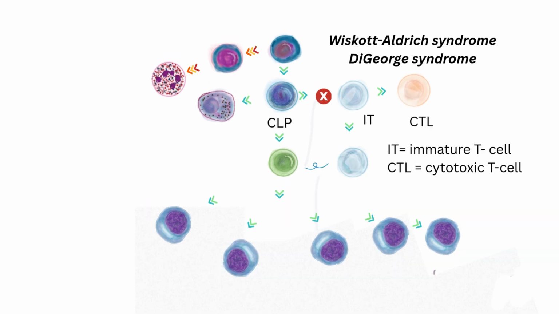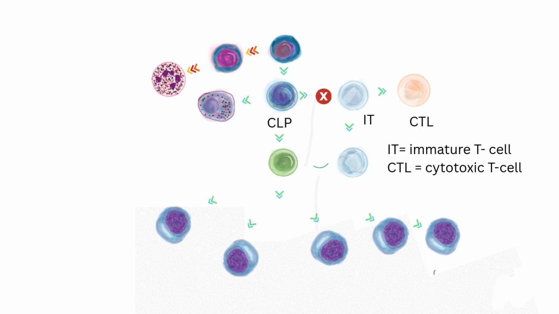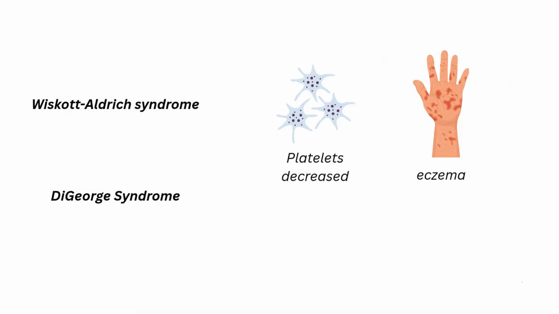Wiskott-Aldrich and DiGeorge syndrome were both T-cell immunodeficiencies mentioned in our ACP study guide. Which one is associated with thrombocytopenia and eczema? Wiskott-Aldrich syndrome.